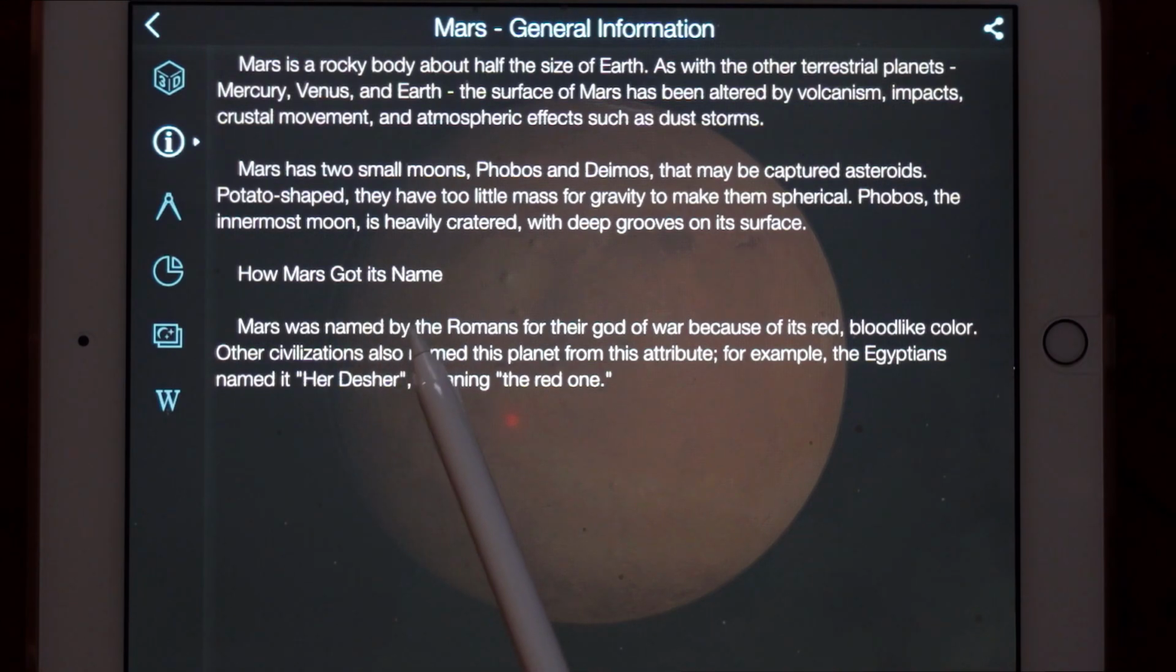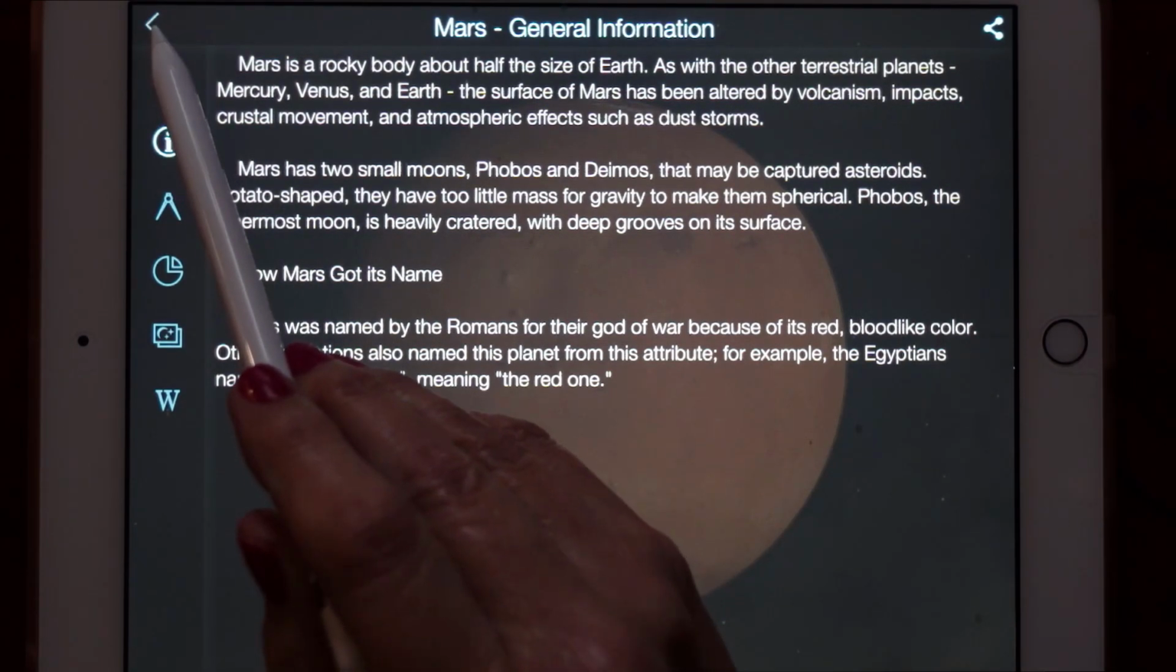How Mars got its name. Mars was named by the Romans for their god of war because of its red, blood-like colour. Other civilizations also named this planet from this attribute. For example, the Egyptians named it Herdesha, meaning the red one.